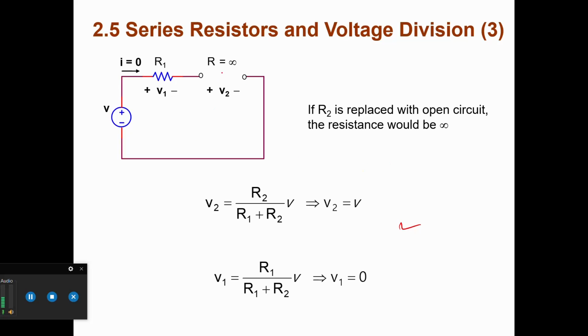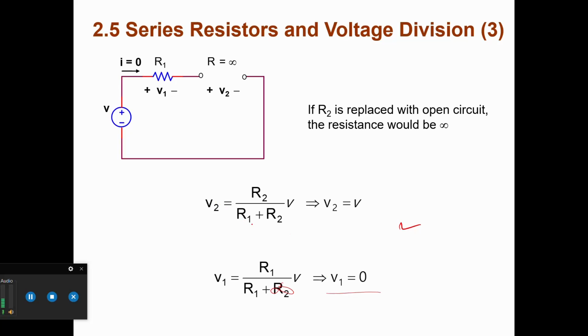So if we have an open circuit here, then V2 is going to be equal to V, because the voltage is not dependent on R, which is equal to infinity since this is an open circuit. And in this particular scenario, V1 is going to be equal to 0. So R2 is replaced with an open circuit and the resistance would be infinity here. Infinity plus something is going to be infinity. So R1 divided by infinity is going to be 0.